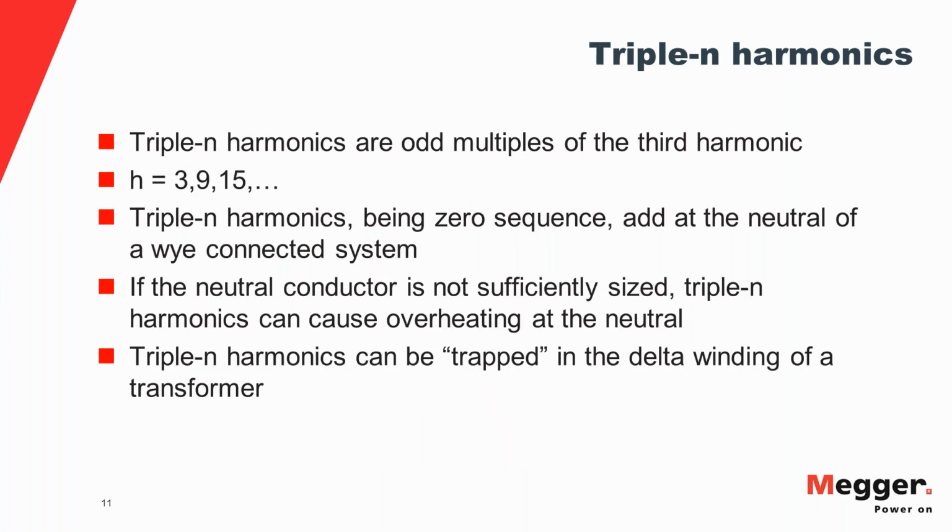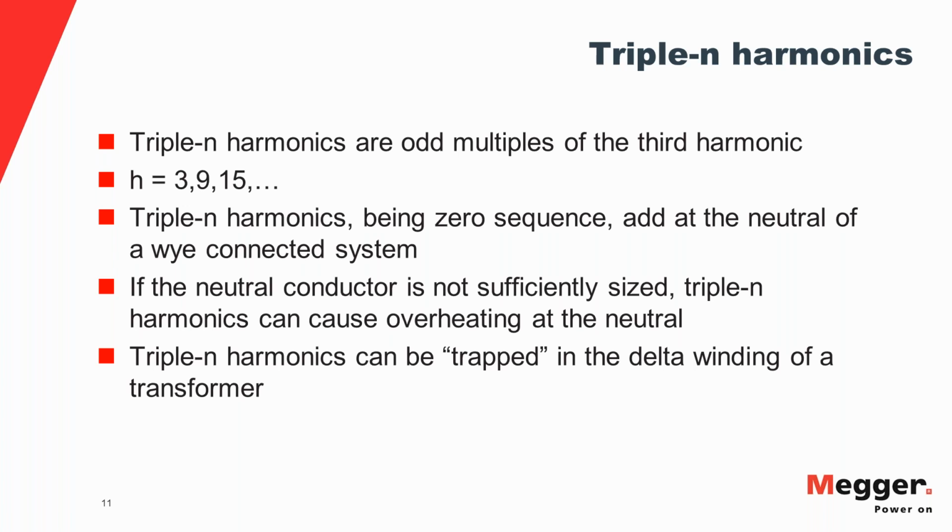Triple N harmonics. So what are triple N harmonics? Triple N harmonics are odd multiples of the 3rd harmonic. So 3rd, 9th, 15th. Remember, we spoke about zero sequence harmonics in the previous slide. Triple N harmonics are zero sequence harmonics, but not all zero sequence harmonics are triple N harmonics. So triple N harmonics, being zero sequence, add at the neutral of a Y-connected system.